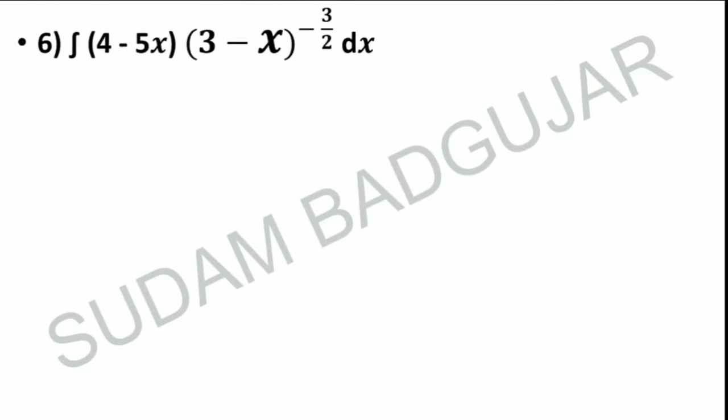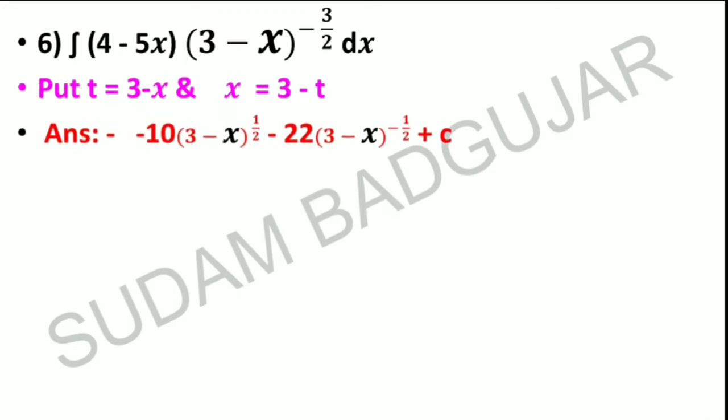Now question number 6, a similar type is also there, that is integration of (4 minus 5x) into (3 minus x) raised to 3 by 2, or you can say upon (x minus 3) raised to 3 by 2, and put t is equal to 3 minus x. Correct, you are right, 3 minus x. Again you have to find the value of x in terms of the new variable, and also you have to find dx. Then the last answer is this one. You just have to simplify this.